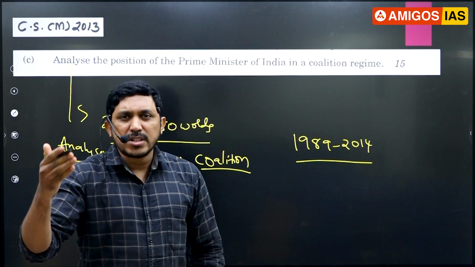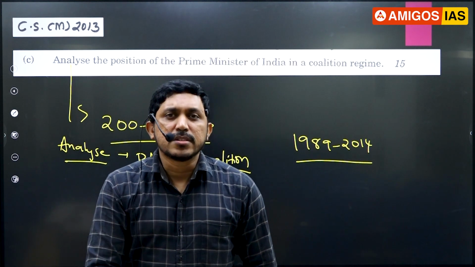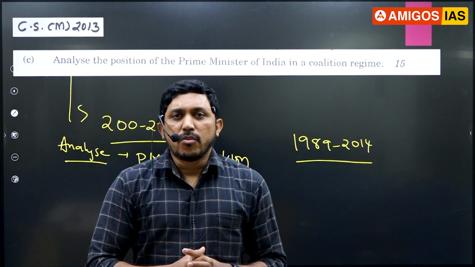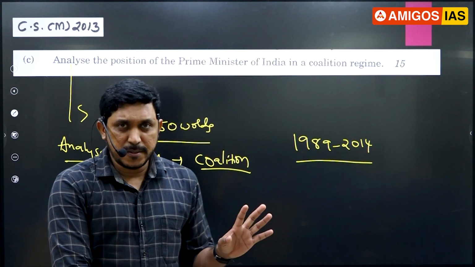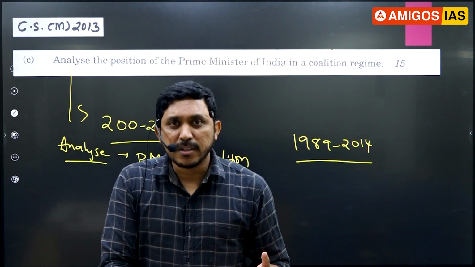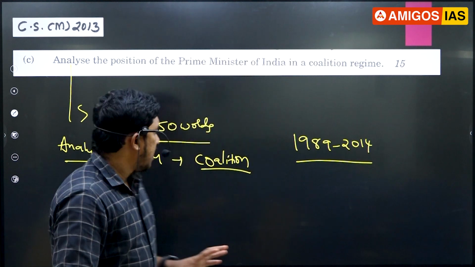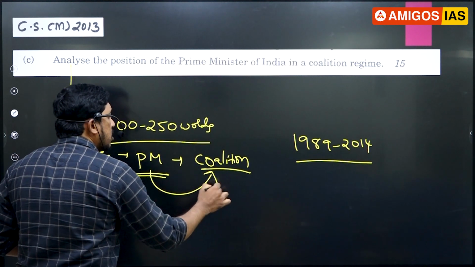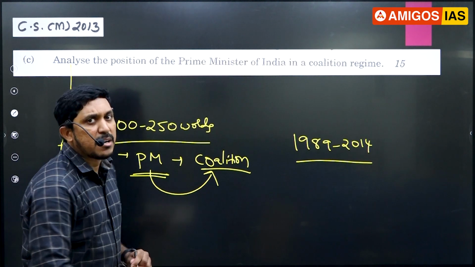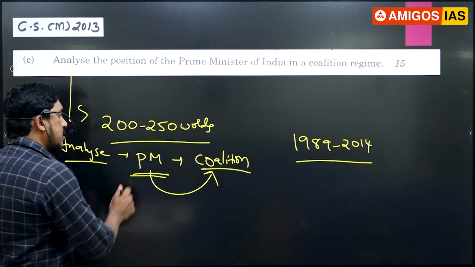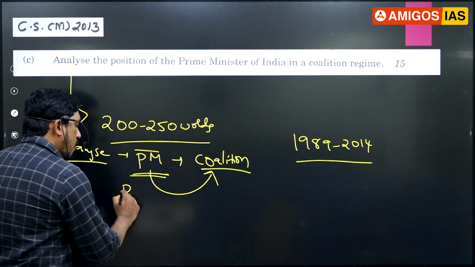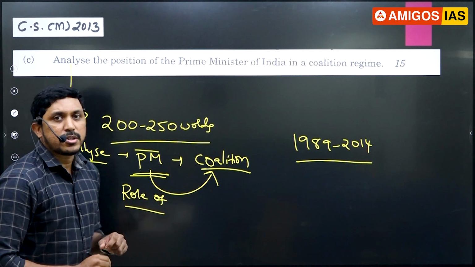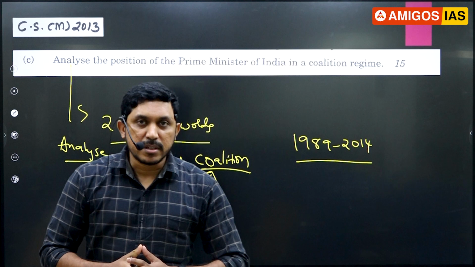Now again, the question is not asking us about the dynamics of coalitions. That means what are the positives and negatives of coalition governments, the question is not asking us. So we don't have to go into those aspects in the question. The key focus area is how the Prime Minister's role or his position is in a coalition government. Your answer should be focusing on the role of the Prime Minister, how he or she has to balance the coalition dynamics.